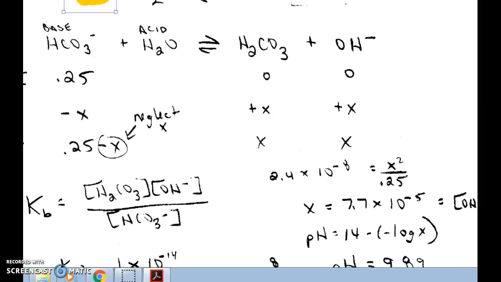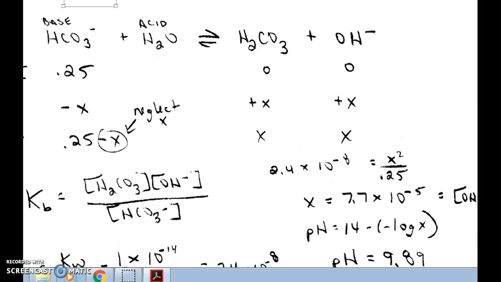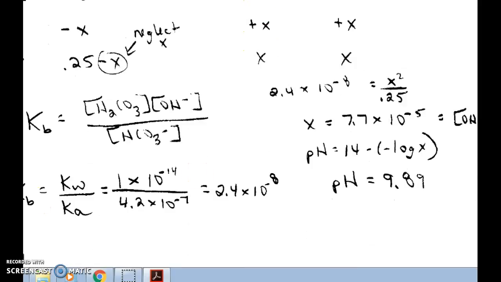What could be easily looked up on a table and is found in your lab packet is the Ka of the conjugate acid. So the Ka of carbonic acid times the Kb of the bicarbonate ion is equal to Kw. So if I know from the packet what the Ka of this is, I can solve for the Kb of the bicarbonate ion, which I get is 2.4 times 10 to the minus 8. And then I just substitute into my Kb expression. So this is the value of Kb.